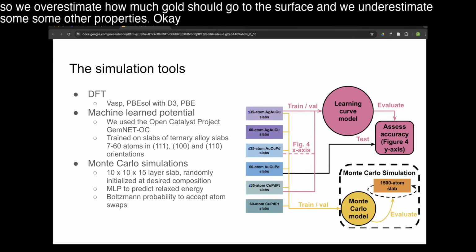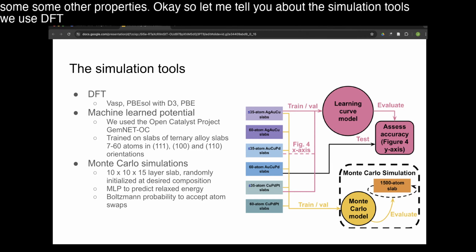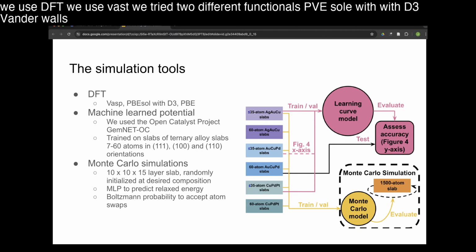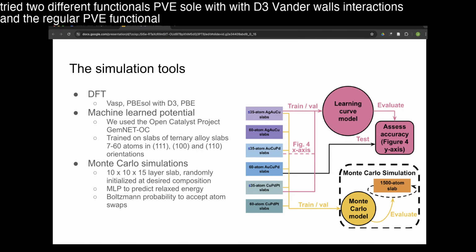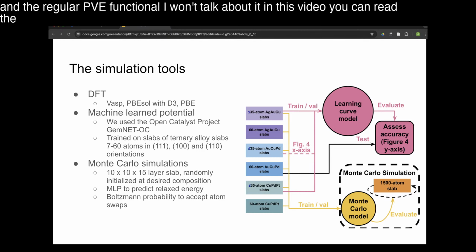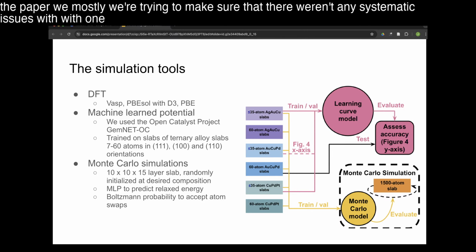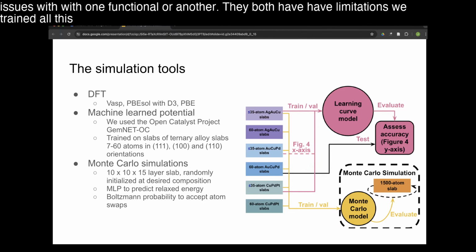Okay, so let me tell you about the simulation tools. We use DFT, we use VASP. We tried 2 different functionals, PBEsol with D3 van der Waals interactions and the regular PBE functional. I won't talk about it in this video, you can read the paper. We mostly were trying to make sure that there weren't any systematic issues with one functional or another. They both have limitations.